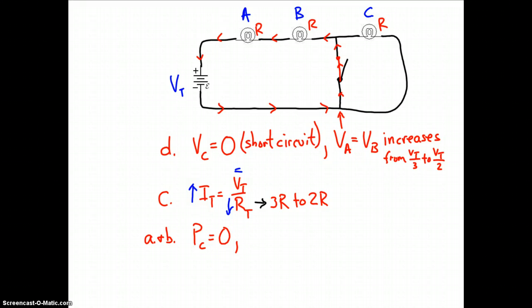So, we also know that since they're identical lamps, the power that A uses and the power that B uses is the same. The question becomes, does it increase, decrease, or remain the same? Well, the answer is that it increases. Both bulbs will get brighter. Both will dissipate more power.